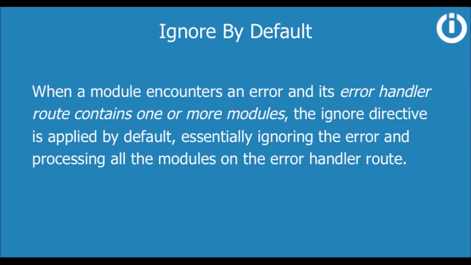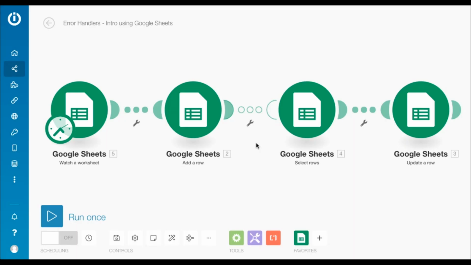In other words, when a module encounters an error and its error handler route contains one or more modules, the Ignore directive is applied by default, essentially ignoring the error and processing all the modules on the error handler route. Hence, if the Add a Row module encounters an error, it will be ignored and the modules on the error handler route will be executed. I will cover the Ignore directive in detail in a separate video.